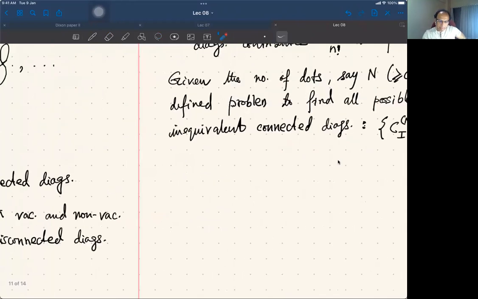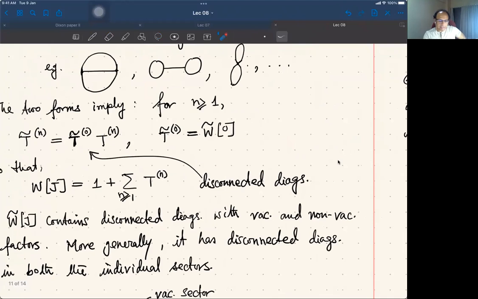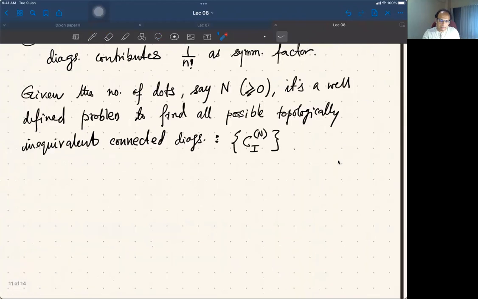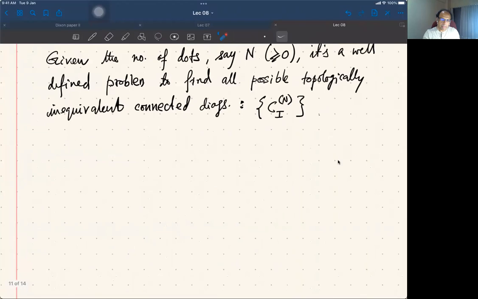For example, if I have 3 vertex, then for n equal to 0, this is one connected diagram. This is one of the C_I's. This is another of the C_I's. If you have a 4 vertex, then this one is one of the C_I's for n equal to 0. So these are all connected. That's how you have a basis of connected diagrams. You have that basis.